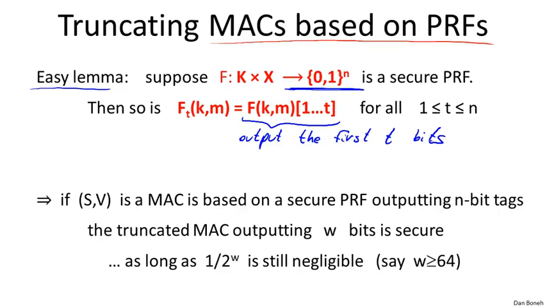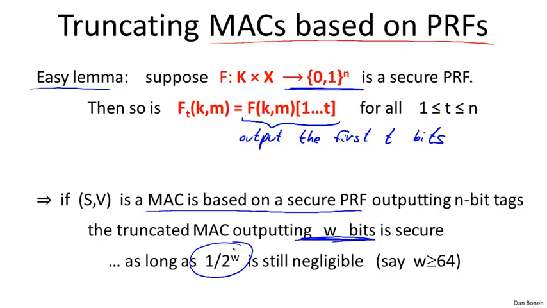Since any secure PRF also gives us a secure MAC, what this means is if you give me a MAC that's based on a PRF, what I can do is I can truncate it to w bits. However, because of the error term in the MAC-based PRF theorem, we know that truncating to w bits will only be secure as long as 1 over 2 to the w is negligible. So if you truncate the PRF to only 3 bits, the resulting MAC is not going to be secure. However, if you truncate it to say 80 bits or maybe even 64 bits, then the resulting MAC is still going to be a secure MAC.